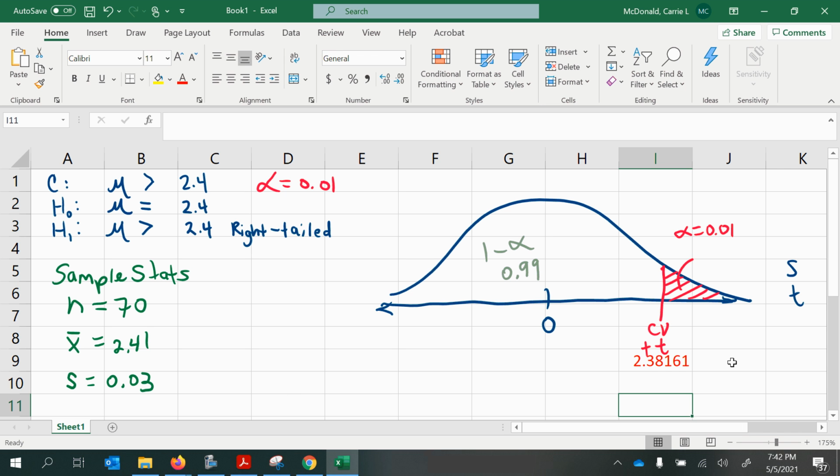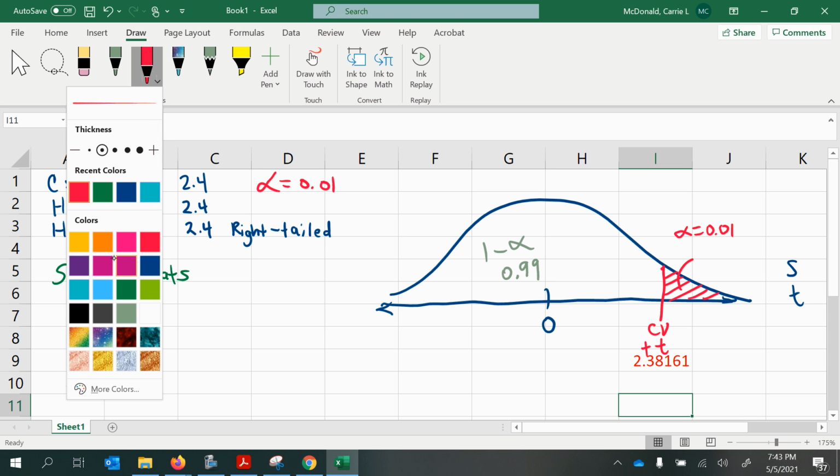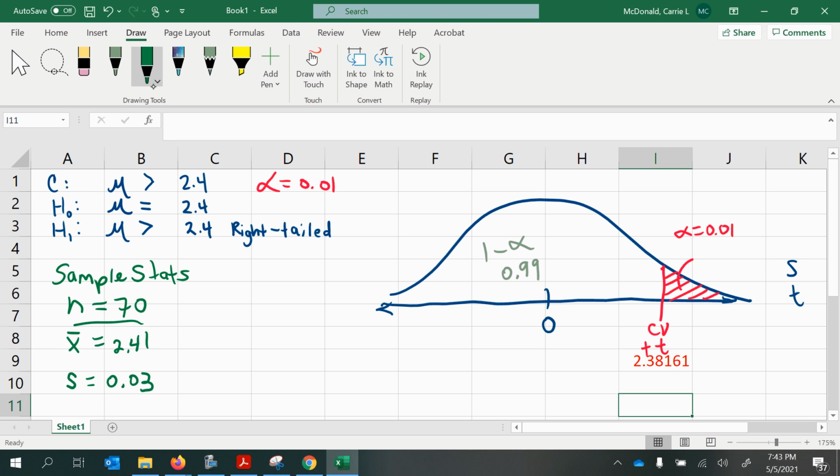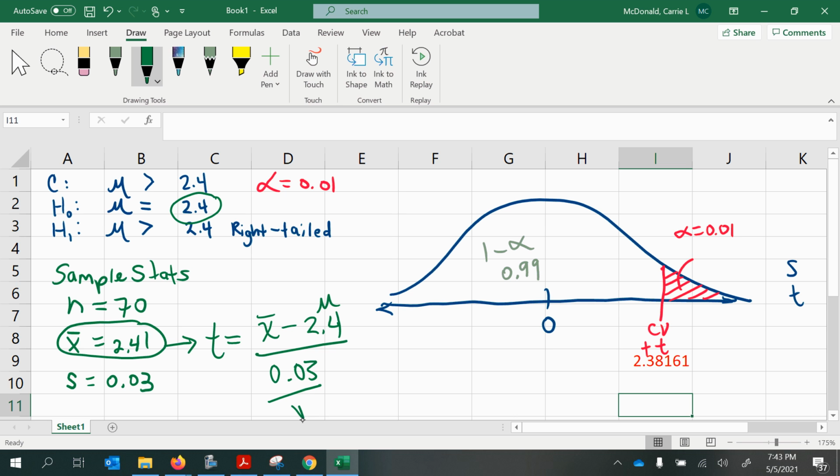Now we're going to start focusing on the sample statistics. What we want to do is take our sample mean and turn it into a value that can be compared with the critical value. We need to convert this into a t-score. So how do we get t-scores? We take that sample mean, we subtract the mu in the null hypothesis, and divide by the standard error. So that would be S divided by the square root of n, which is 70.